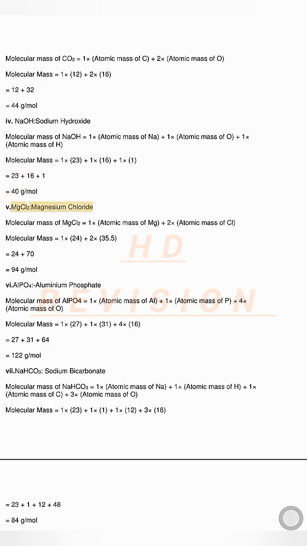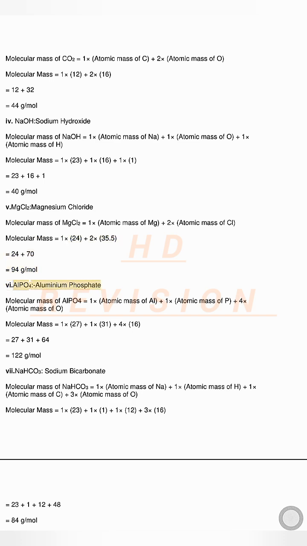MgCl2, magnesium chloride. Molecular mass of MgCl2 equals 1 times atomic mass of Mg plus 2 times atomic mass of Cl. Molecular mass equals 1 times 24 plus 2 times 35.5 equals 24 plus 70 equals 94 grams per mole.